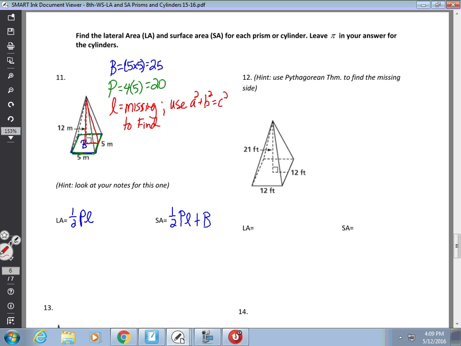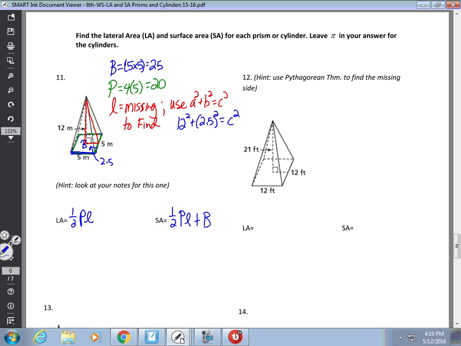So I'm going to just go ahead and do that. A couple things you need to recognize. We know one leg is 12. The other leg basically is half the distance of the edge. So the other leg here, I'm going to draw an arrow. That leg right there is 2.5. So what I'm substituting in for a squared plus b squared equals c squared is 12 squared plus 2.5 squared is equal to c squared.